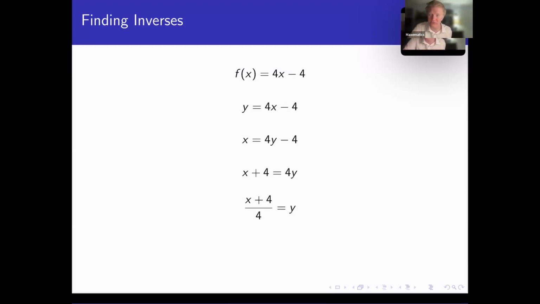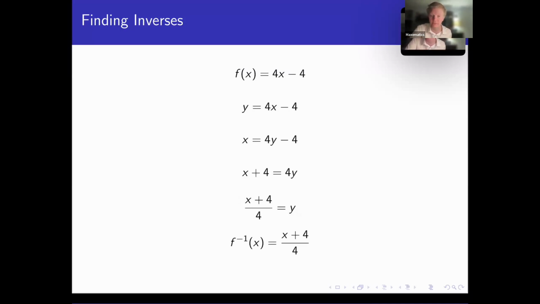However, we have one more step. Notice that this is y equals 4x minus 4, and this is y equals x plus 4 over 4. We have two completely separate things that are not equal to each other. This y was originally f of x. This y is f inverse of x. And that's always going to be your last step, changing y to f inverse after you have completed the process of inverting the function.